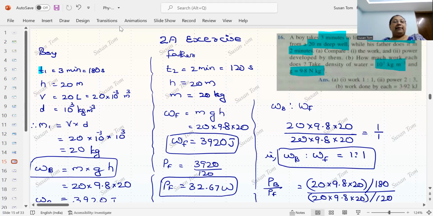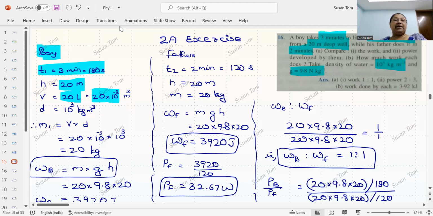Time taken by the boy: boy takes 3 minutes, which is equal to 180 seconds. Height to lift is 20 meter. Volume is 20 liters, which we have seen earlier how to convert into meter cube. If you can remember, you simply apply; if you don't know, solve it the way that I had shown. 20 into 10⁻³ meter cube. Density is given as 10³ kilogram per meter cube. So the mass is volume into density, that is 20 kg. Children, I told you 20 liters of water is 20 kg of water.